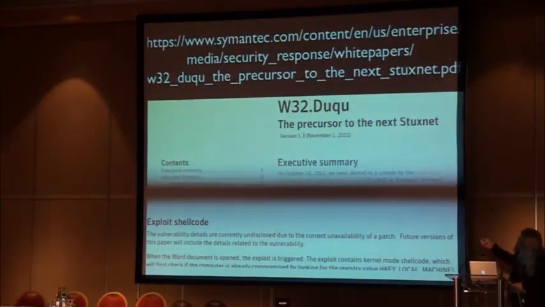Anyway, for Dooku, everything you want to know about Dooku is basically in this PDF that Symantec put out. So go and download this PDF from Symantec, and you'll know everything you want to know about the Dooku malware, but it won't tell you anything about the actual exploit, because this is pretty much all it says about the exploit, and they never actually released any details.